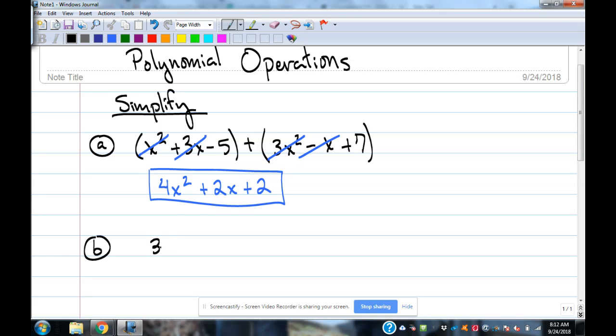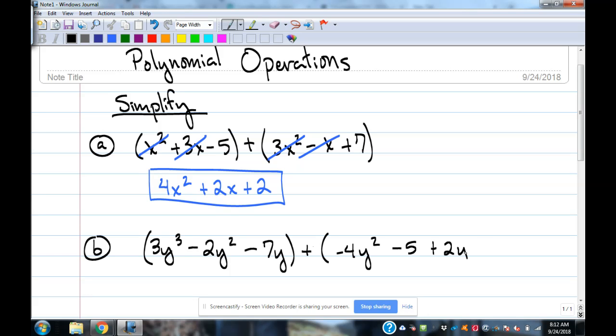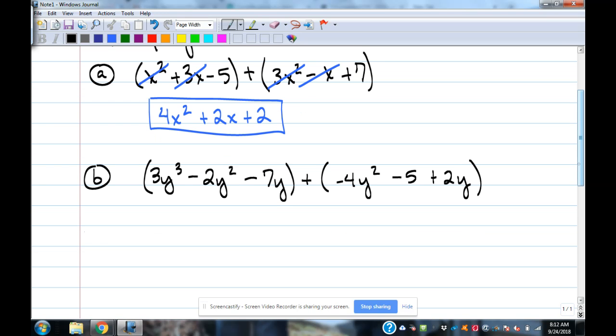So let's look at this one. 3y to the third minus 2y squared minus 7y plus negative 4y squared minus 5 plus 2y. So again, 2 polynomials. We're adding them together. We're adding because there's a big plus sign in between.